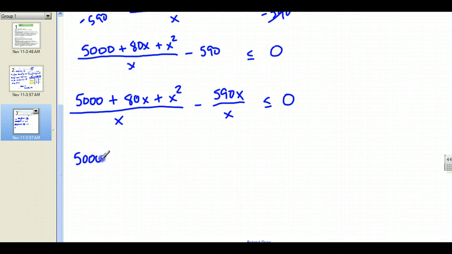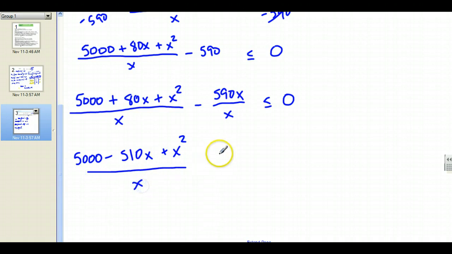5,000 minus 80x minus 590x is minus 510x plus x squared, all over x. That's less than or equal to 0. Now, once you've got it combined like this and simplified, this is when you determine what makes both the top and bottom equal to 0.